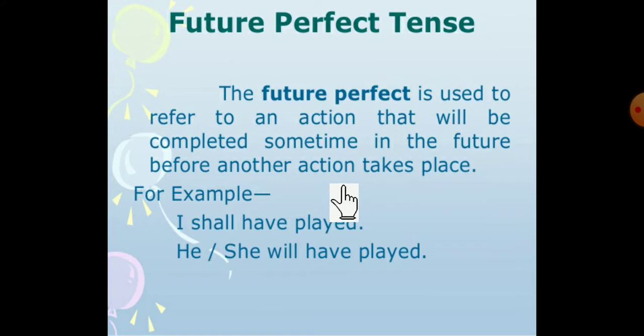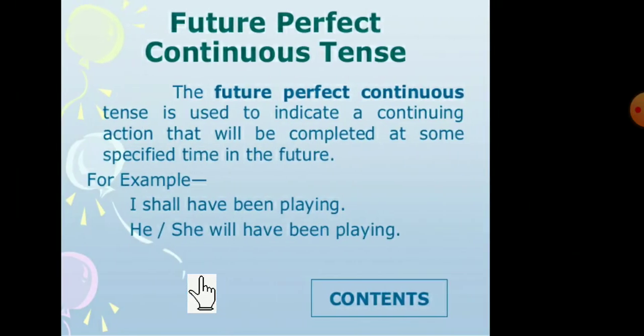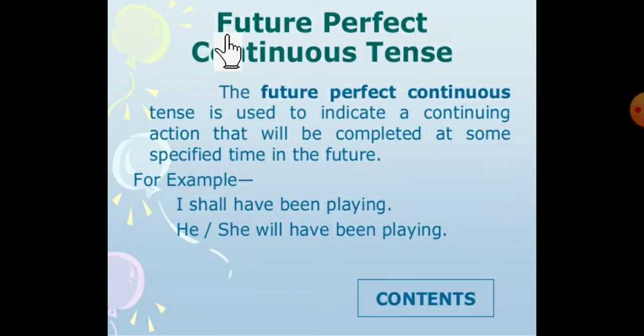Shall or will plus have plus verb third form plus object, in the future perfect tense. Got it? For example, I shall have played. Here for the subject you can use shall or will, then have, then played, which is the verb third form. Second example, he or she will have played. So when it is the perfect tense, you have to use will have or shall have and the verb third form. Got it? Next, the future perfect continuous tense.